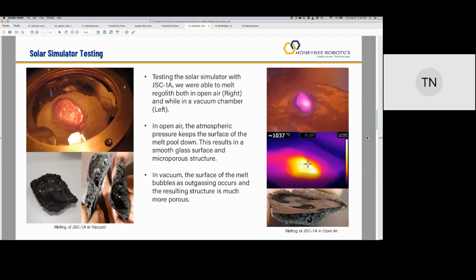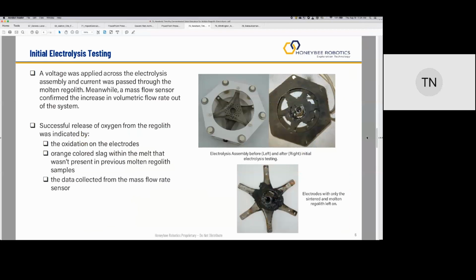initial electrolysis attempt. If you could, next slide. And so this shows in the upper right our electrolysis assembly, both before being pre-buried in regolith and then after buried in regolith and being used. So in the lower right, you can see once we removed and separated the electrodes from the rest of the electrolysis stand, you can call it.